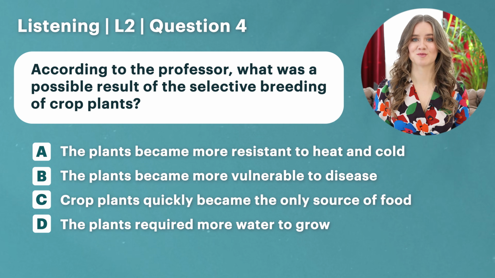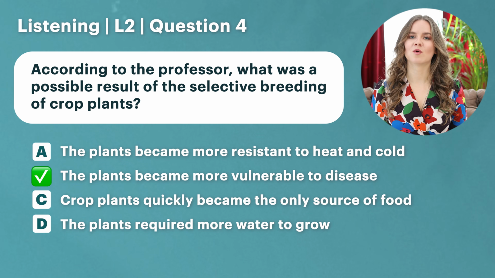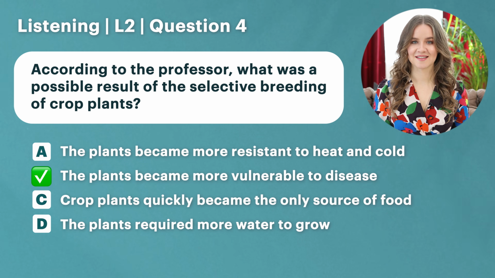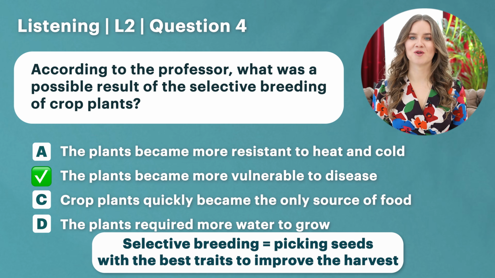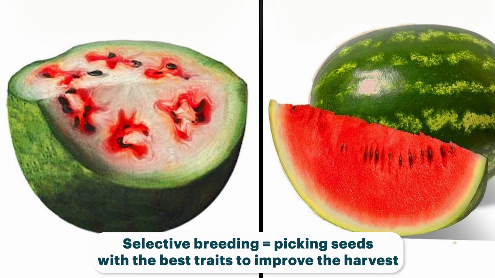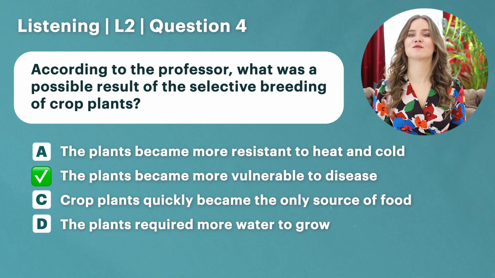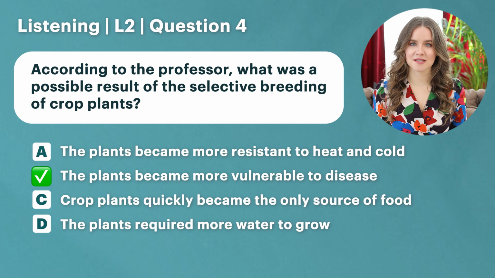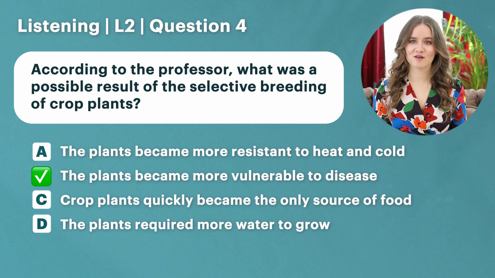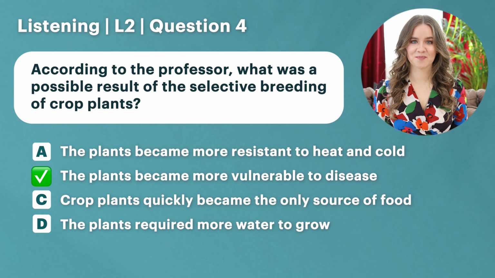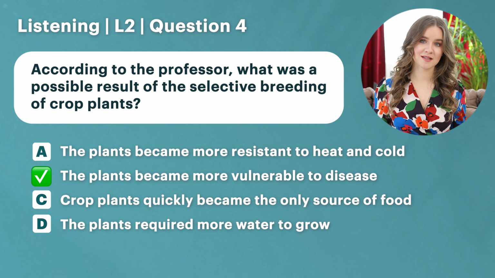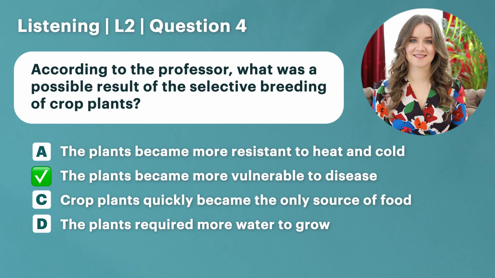Question 4. According to the professor, what was a possible result of the selective breeding of crop plants? The correct answer is B. The plants became more vulnerable to disease. Selective breeding involves picking seeds with the best traits to improve the harvest. However, farmers tend to focus on qualities like size and appearance rather than factors like resistance to insects or diseases. As a result, the crops become more vulnerable to problems compared to wild plants.